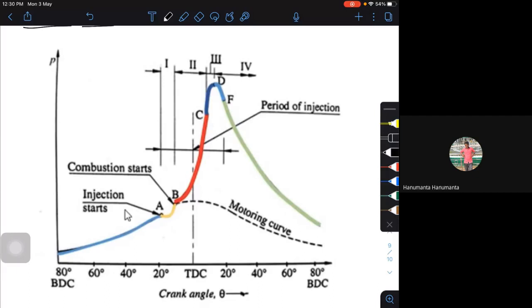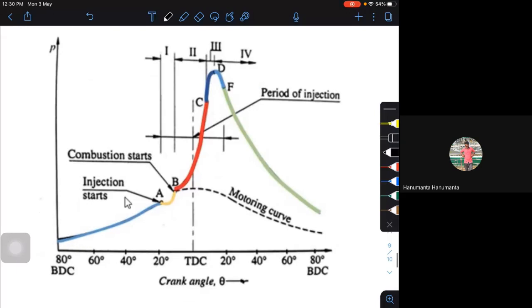Now if you look at the actual combustion in a CI engine, we had 3 stages of combustion in case of an SI engine. Here we have 4 stages of combustion. So that's a major difference: 3 stages in an SI engine, 4 stages in your CI engine. We have to try to explain this.